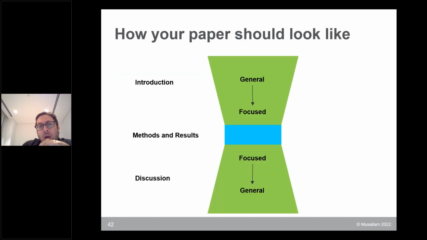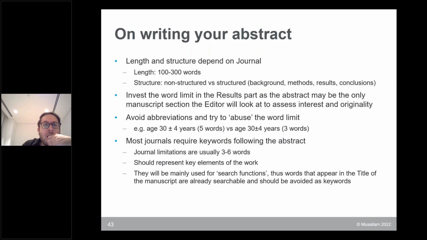And this is how your paper should eventually look: the methods and results are the focus in the center. You start with a general introduction, you get more focused in the methods and results, and then you go general again. When you write the abstract, which you should do at the end, obviously, it's a science on its own, because it's the first thing that the editor will look at, and he might judge your paper based on your abstract. So you really need to get this right.